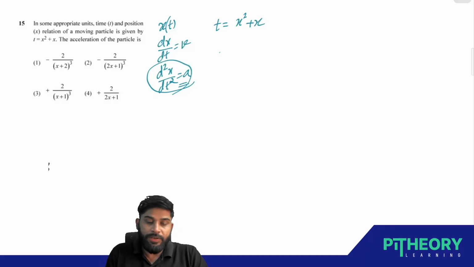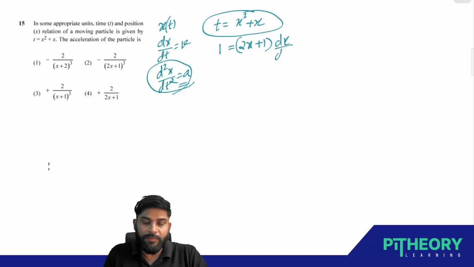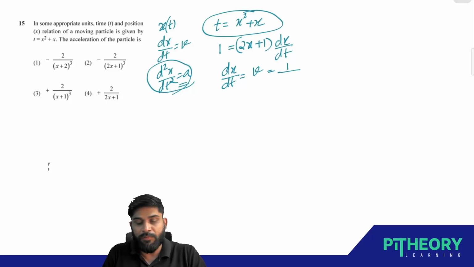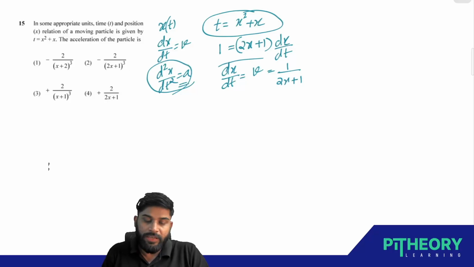What we have to do is differentiate the given equation with respect to time itself. For the left hand side, since it is time only, you get 1, that is equal to 2x plus 1, correct? Into dx by dt also will be coming. So you get dx by dt, which is velocity, equal to 1 by 2x plus 1 if you take it to the left hand side. Correct. So we have got velocity, or dx by dt, is this.